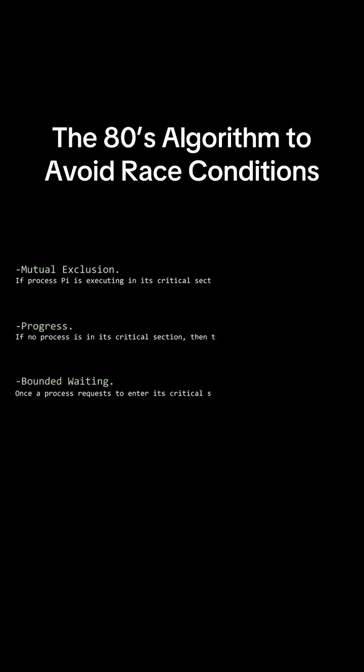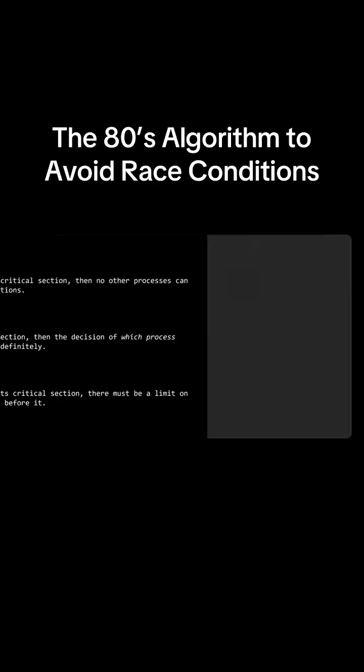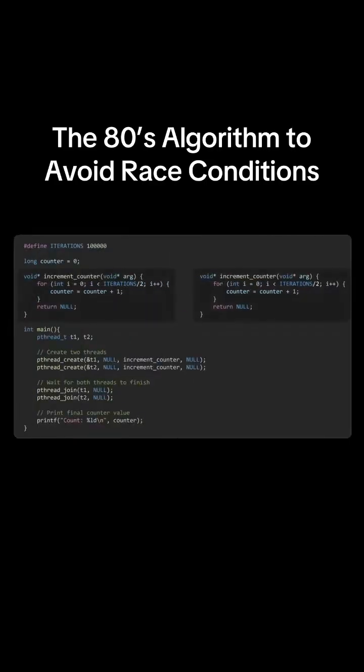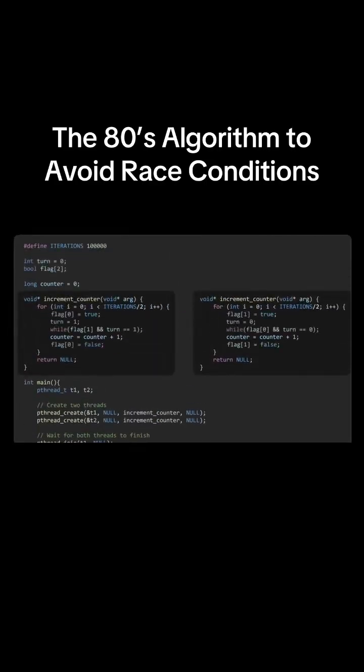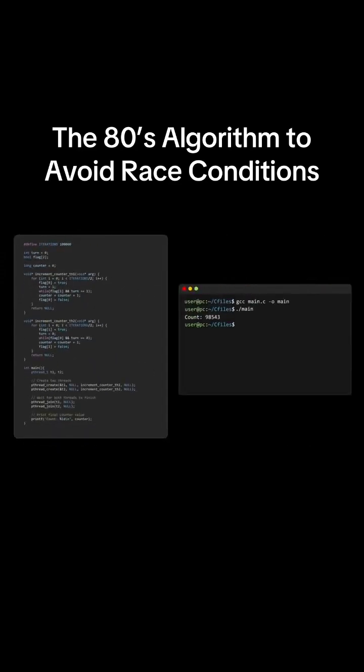Any solution to the critical section problem must satisfy three requirements: mutual exclusion, progress, and bounded waiting. And if you analyze Peterson's solution, you'll find out it satisfies all three. Yet, if you try to write the simple counter program from earlier, but now protect its critical section with Peterson's algorithm, and run it, the problem persists. Race conditions keep happening. So what's going on?